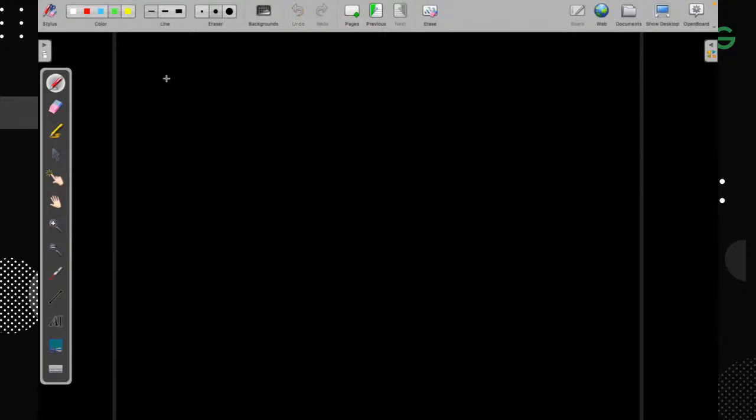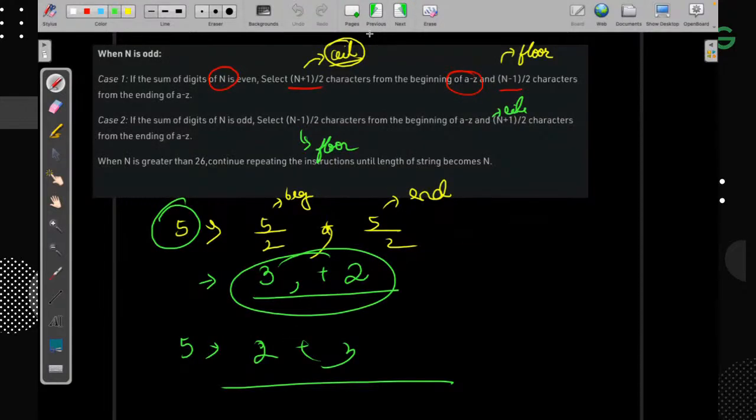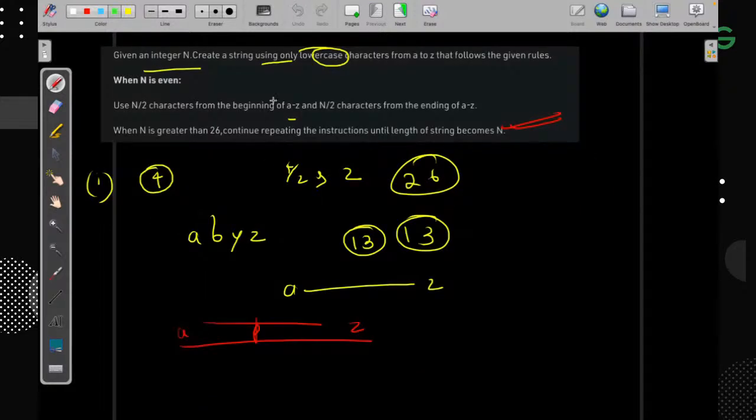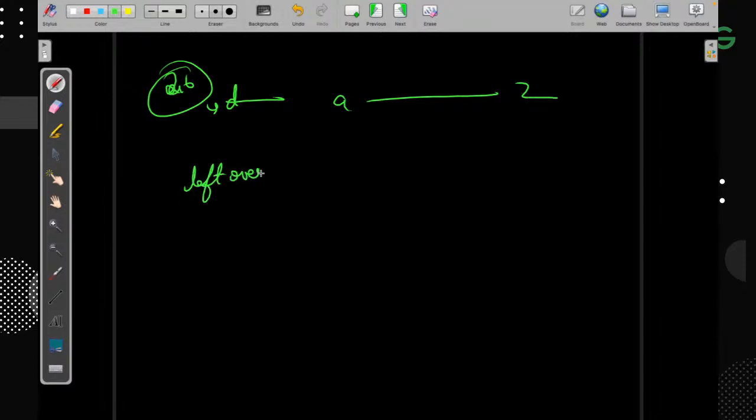Suppose the number is 26. Then it would be 26 divided by 2, 26 divided by 2. The floor value would be 13, and the ceil value would also be 13. So 13 plus 13 is again the same number. So if the number is 26, then we just add the values. And if the number is even, what we are told is that if the number is more than 26, basically add a to z, and the leftover values we need to process.